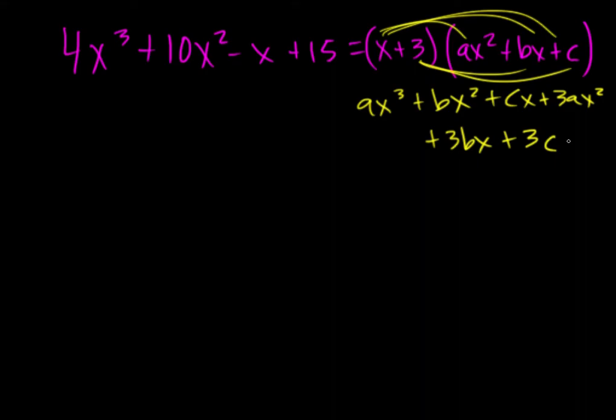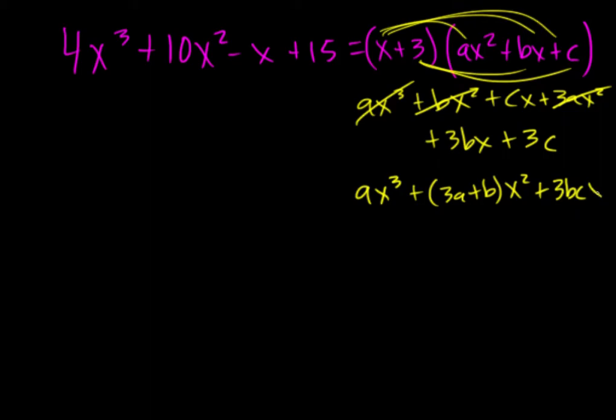Alright, now we're going to group them based on their powers of x. So we have ax cubed, and then our x squareds are going to be 3a plus b x squared, and then plus 3b plus c x, and then plus 3c.